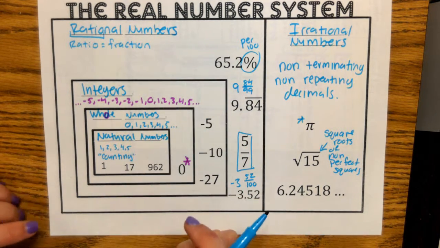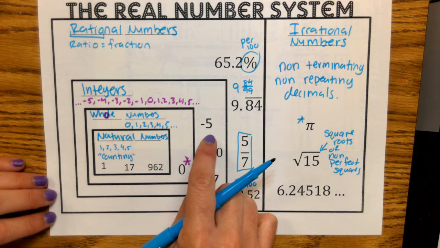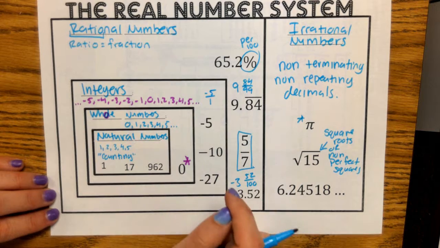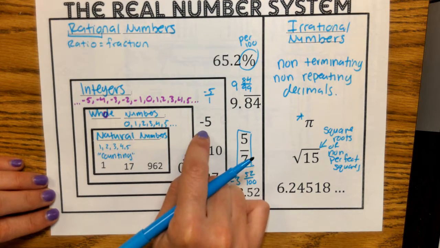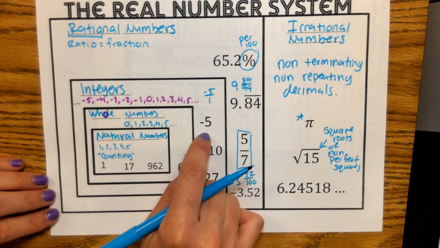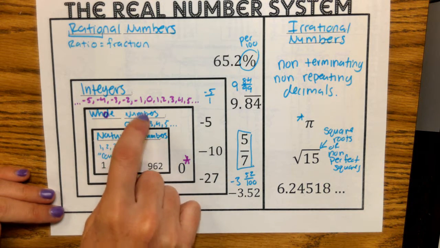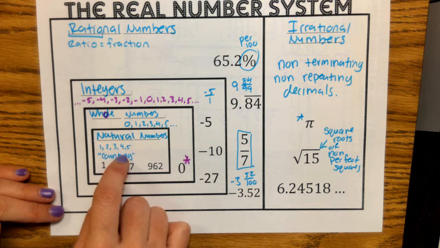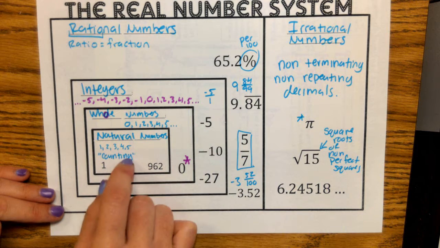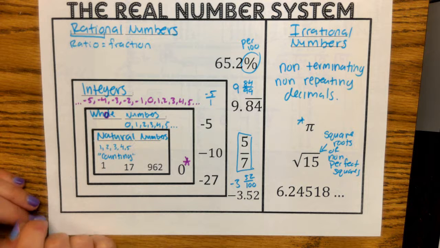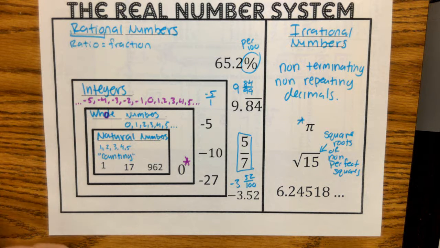All integers are rational numbers, so -5, we could write that as -5/1. That's a fraction. Fractions are rational. -5 is not a whole number because whole numbers don't include negative numbers. So every natural is whole, not all whole are natural. Every natural number is an integer, not all integers are natural numbers. Every natural number is rational, not all rational numbers are natural. That's how this Venn diagram works. Do you guys have any questions?